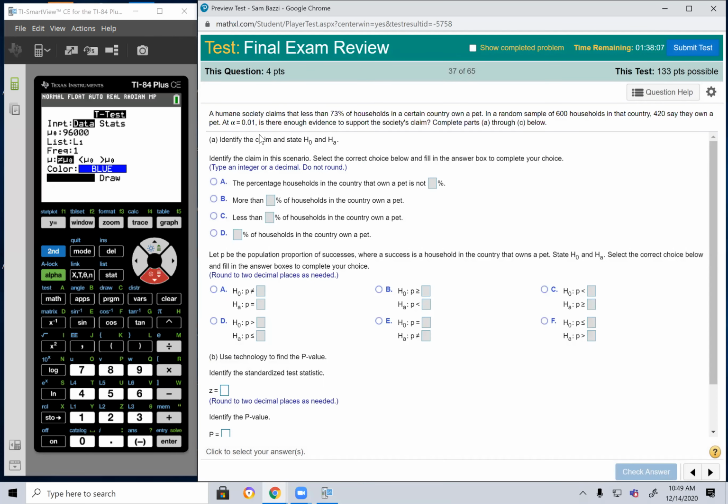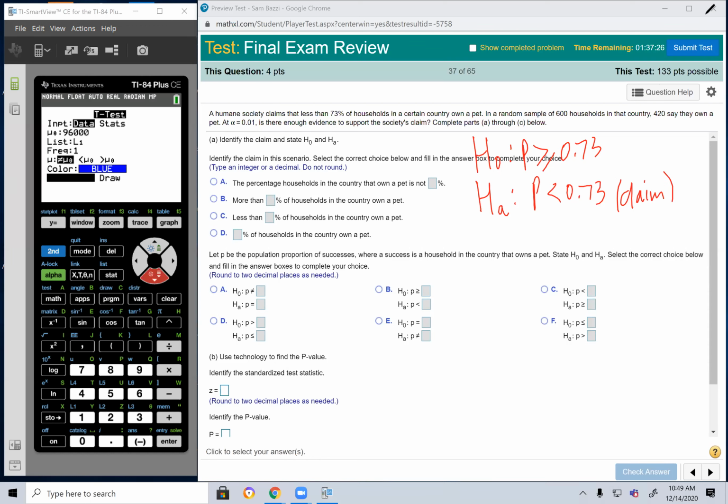All right. A humane society claims that less than 73% of households in a certain country own a pet. In a random sample of 600 households in that country, 420 said that they own a pet. Is there enough evidence to support the society claim? So let's see which one is going to be. You guys agree with me that p, that's what they're claiming. p is less than 0.73. So that should be an Ha because it has a less than. So H0 will be what? p is greater than or equal to 0.73. And this is where the claim is.